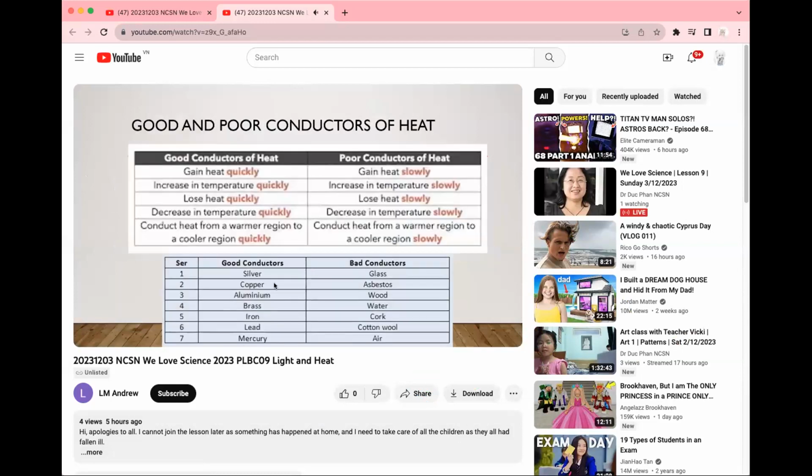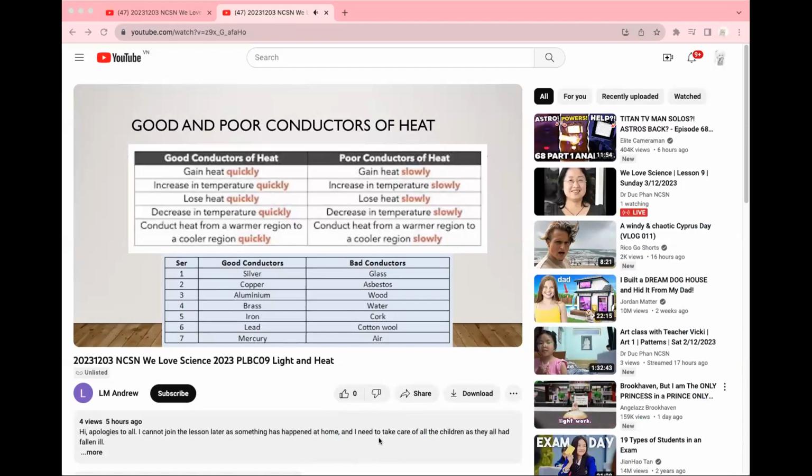Now, let's look at some of the good and poor conductors of heat. Good conductors of heat, as shown in the table, gain heat quickly, increase in temperature quickly, lose heat quickly, decrease in temperature quickly, and conduct heat from a warmer region to a cooler region quickly, while poor conductors of heat do the opposite: gain heat slowly, increase in temperature slowly, lose heat slowly, decrease in temperature slowly, and conduct heat from a warmer region to a colder region slowly.